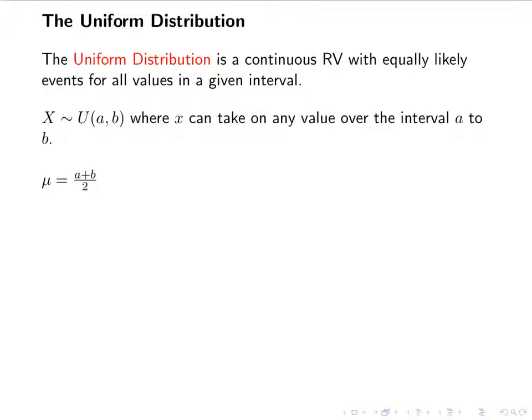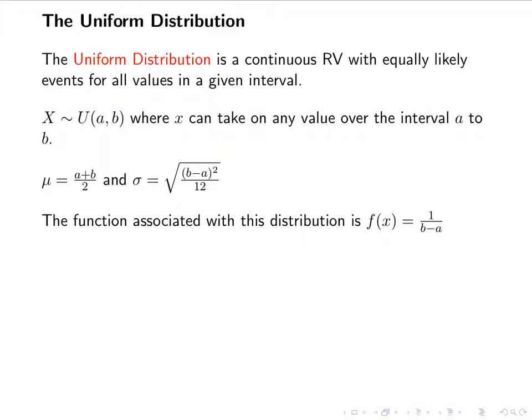Some really nice things about it is that the mean, the expected value, is just (a plus b) over 2, which is the mean of the numbers a and b. And sigma is the square root of (b minus a) squared over 12. A lot of the times when we have continuous random variables, we can have a function that talks about it, and the function in this case is f(x) equals 1 over (b minus a). Notice that there's no x in the function, and that's because everything is equally likely, so x doesn't actually play a part in it.